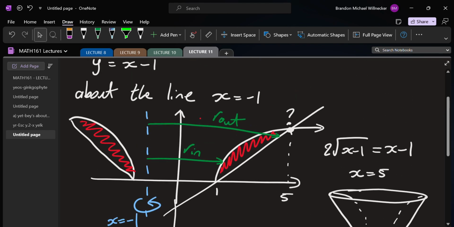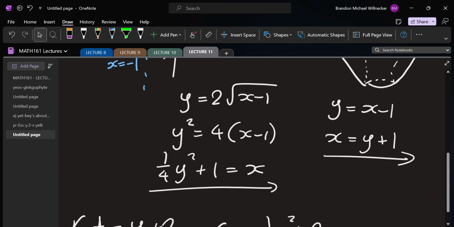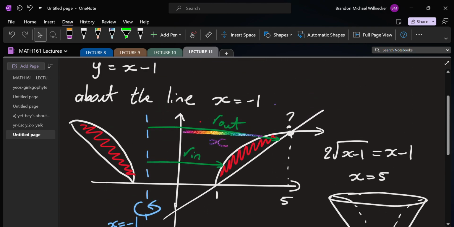Everyone see how we got that? Anyone? No. Okay, this bit here. Let's put it in rainbow. This bit here, this distance is x. From the y-axis to the curve is x. We know what x is, we just found it over here. But we also need to include this distance.